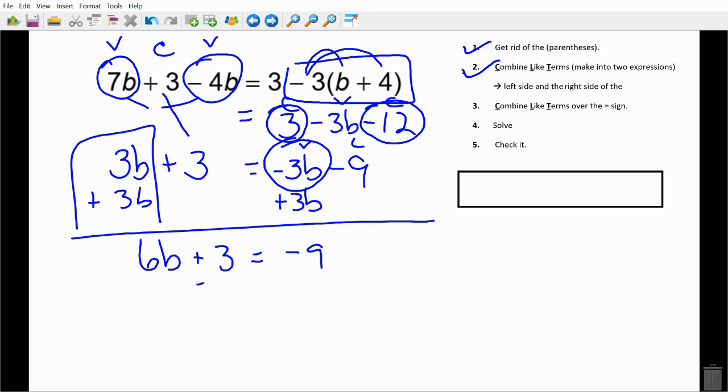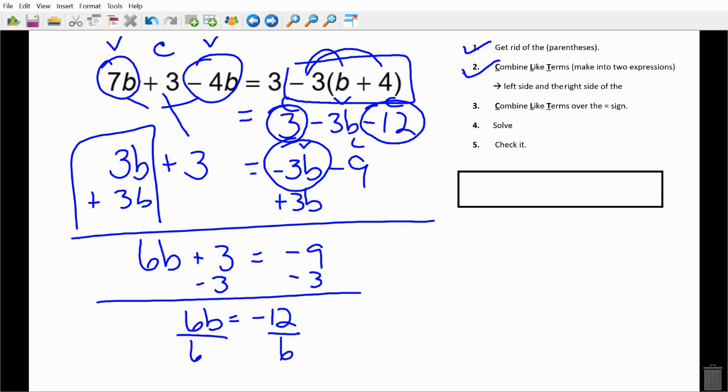We are going to subtract 3 from the left, subtract 3 to the right, and we're going to get 6b equals -12. How do you undo 6 times b? Good. We're going to get b equals -2. Any questions? Let's see if we did it right.